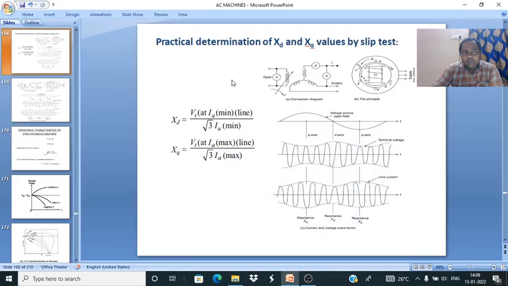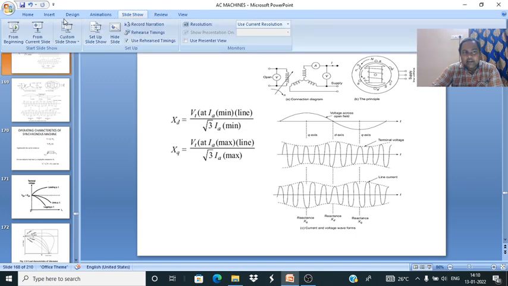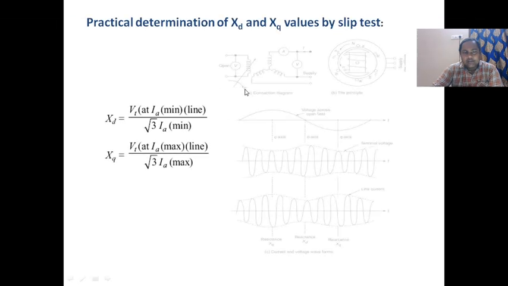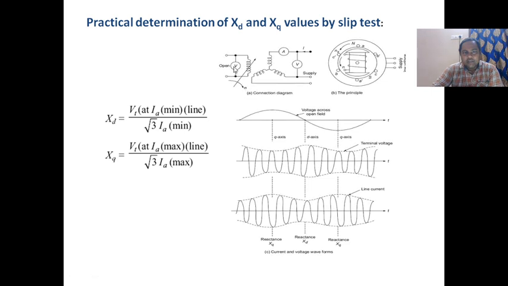Next important topic is the slip test for finding the values of direct axis reactance and quadrature axis reactance. Please see, how can you find the direct axis reactance? From the slip test. Conduct the slip test here. V is the supply voltage, A is the ammeter, V is the terminal voltage, open circuit voltage.